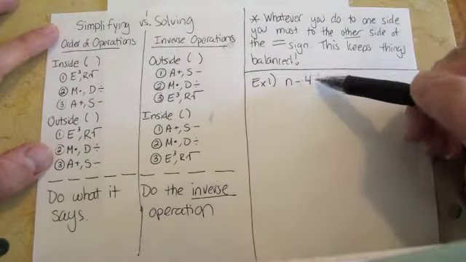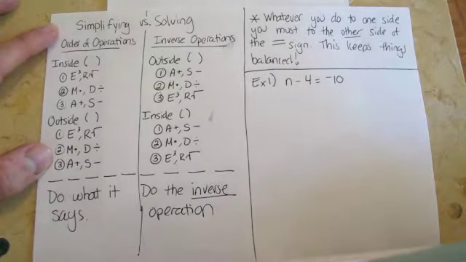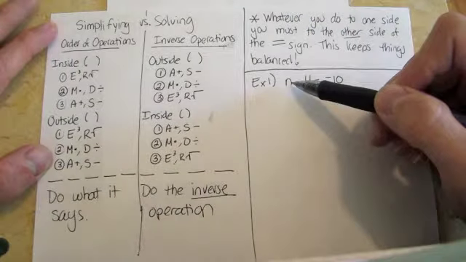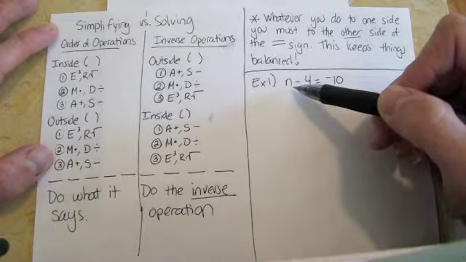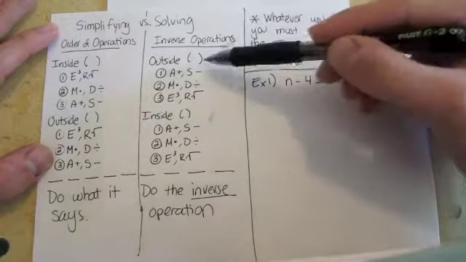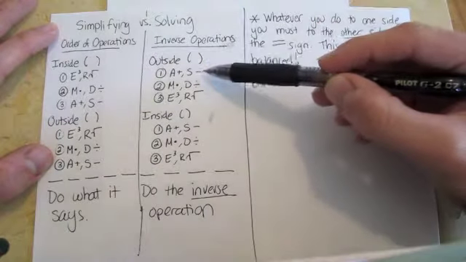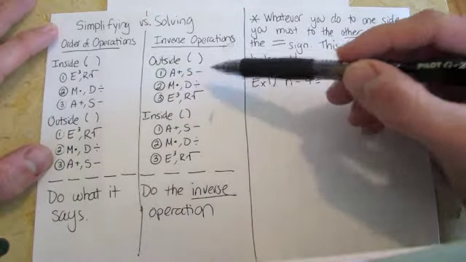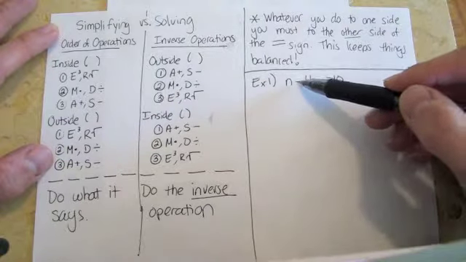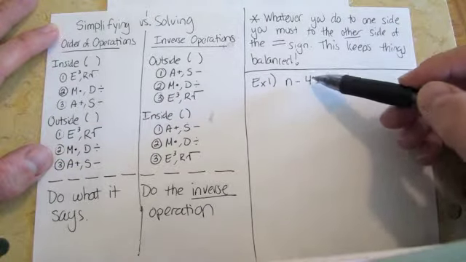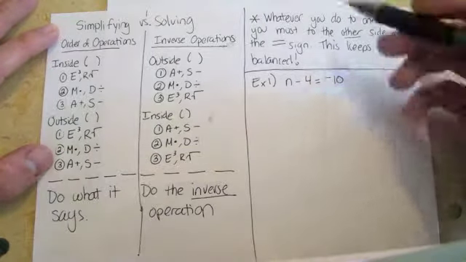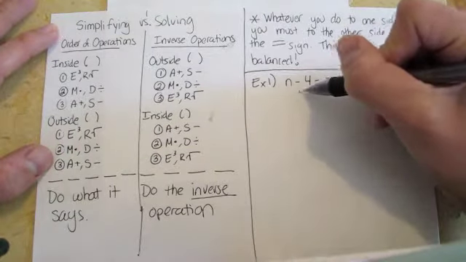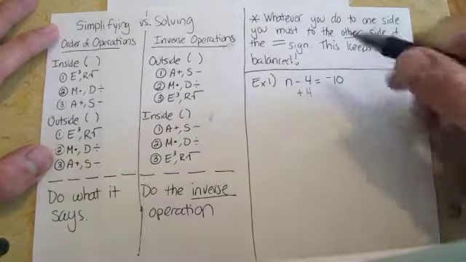This says n minus 4 equals negative 10. And what we really want to do is get n alone on one side of the equal sign, and that is called isolating the variable. And so we're outside parentheses, and we start by dealing with addition and subtraction. And I do have subtraction here, minus 4. So if I want to get rid of a minus 4 to get n alone, I do the opposite of minus. And the opposite of minus is plus. So underneath it here, we're just going to do plus 4.